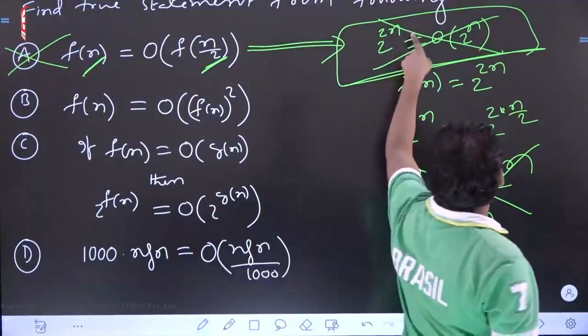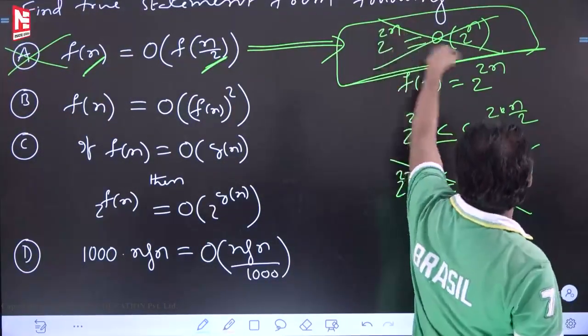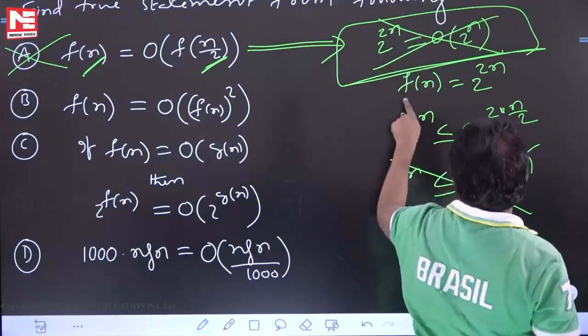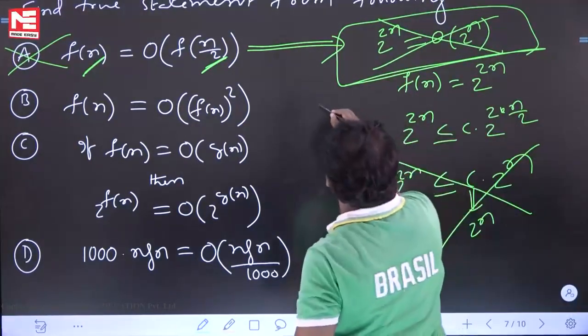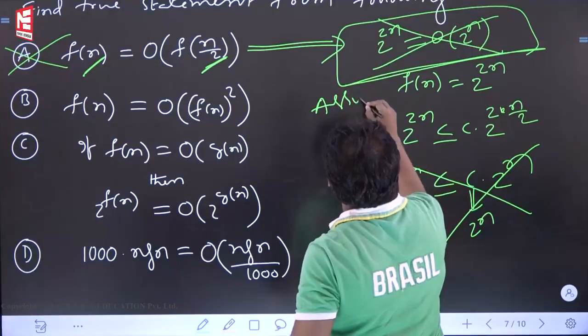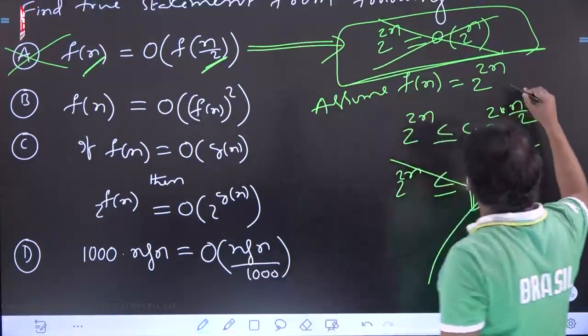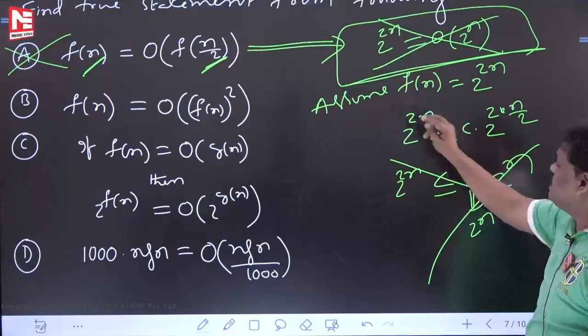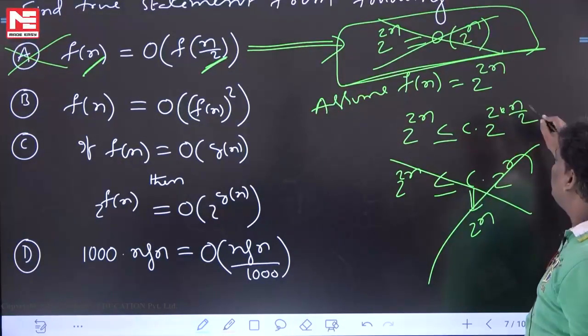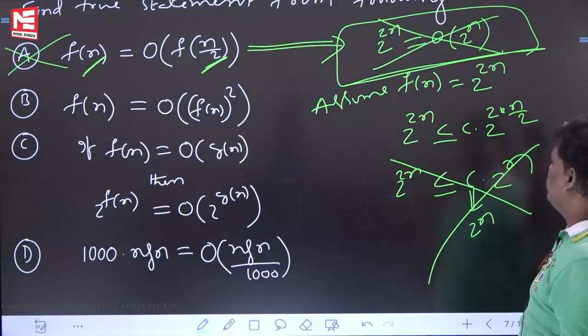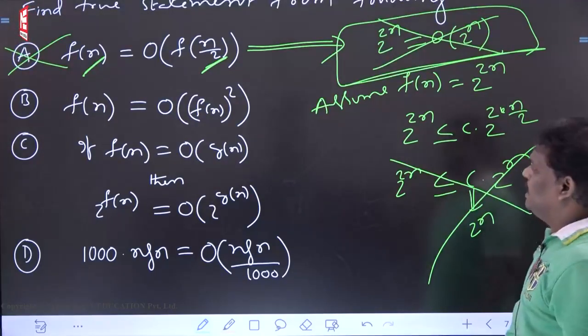Some people are asking, this is fail means what? Same thing I kept. Assume that f of n is 2 power 2n, then 2 power 2n on the left side is less than or equal to some c into 2 power 2n plus n by 2, which is nothing but this fail. That is the reason it fails.